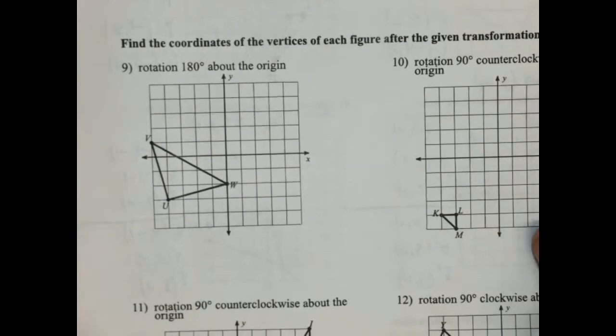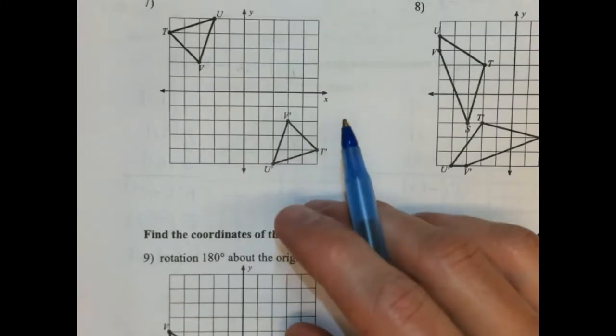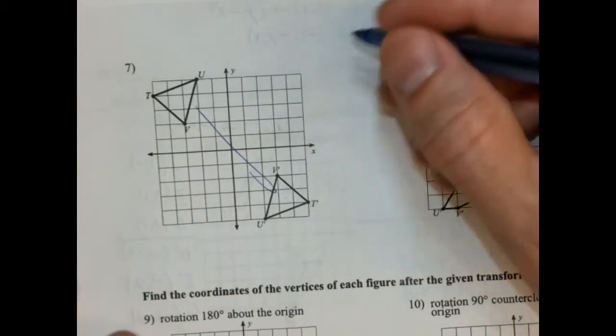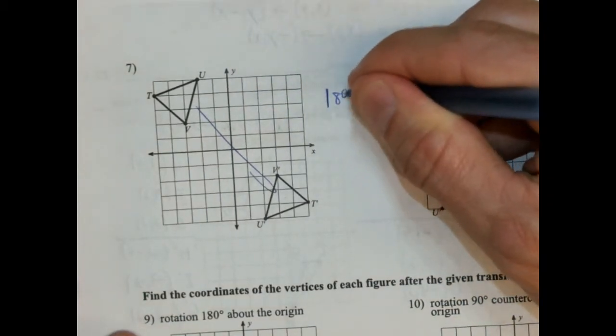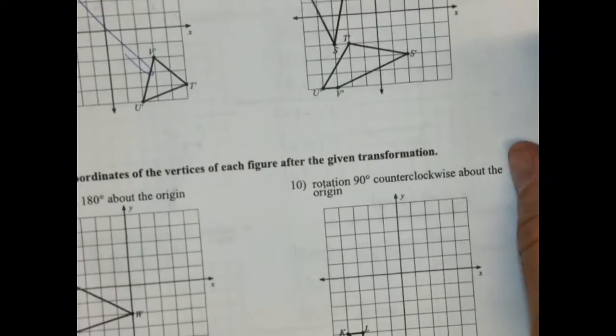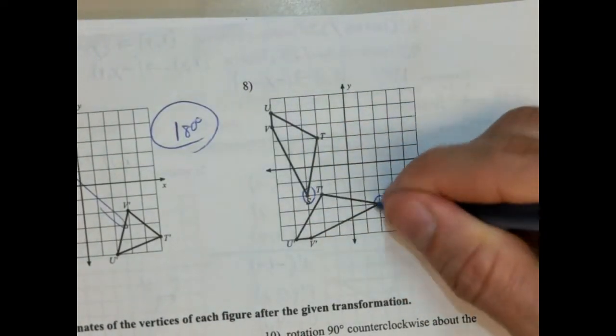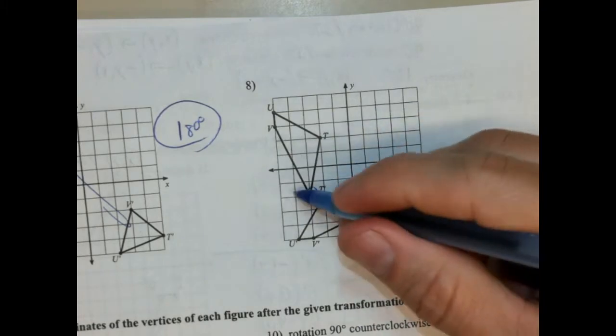All right. Same thing here. We're going to identify what happened. Well, this is clear 180 degrees, and we're not going to do it algebraically since I already showed you how to do it. So 180 degrees. And then here, this is definitely 90 degrees. So to go from S to S prime, we're going 90 degrees counterclockwise.